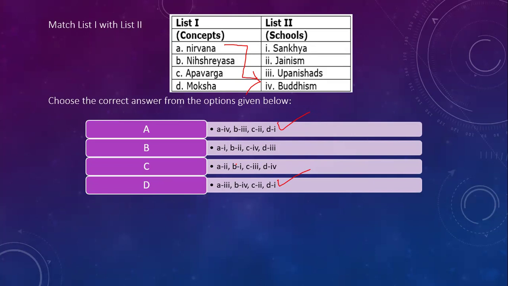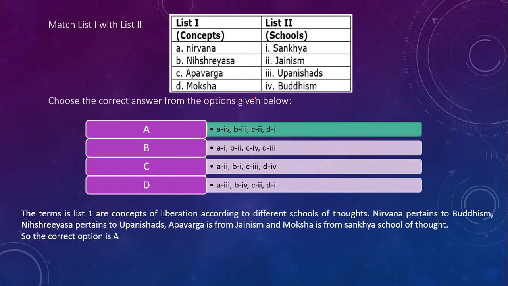We'll check Moksha. It's definitely not Jainism. Definitely not Jainism. D2. We need D2. D1. So D2 is also not there. Okay, we'll check the answer.